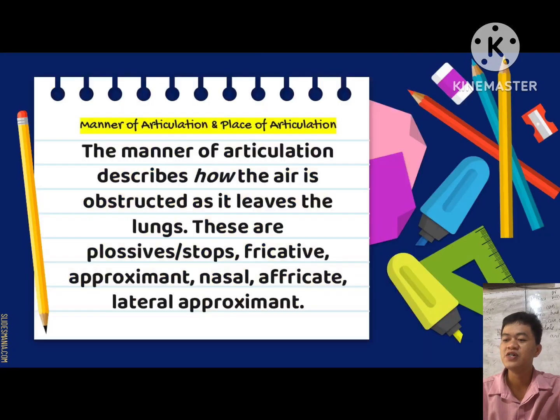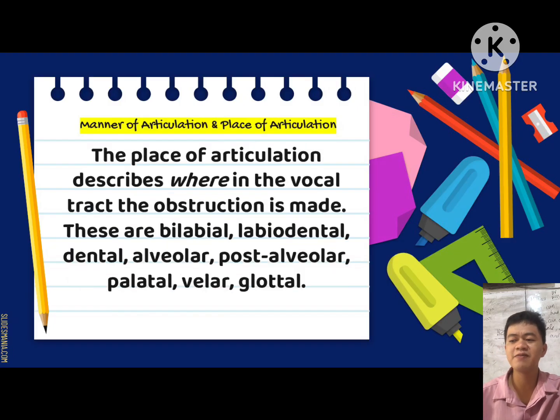Okay. So the manner of articulation describes how the air is obstructed as it leaves the lungs. These are the plosives or the stops, the fricatives, approximant, the nasal, the affricate, and then the lateral approximant. On the other hand, we have the place of articulation, wherein we describe where in the vocal tract the obstruction is made. These are our bilabial, labiodental, dental, alveolar, post-alveolar, palatal, velar, and the glottal. Okay, let's delve deeper into it.